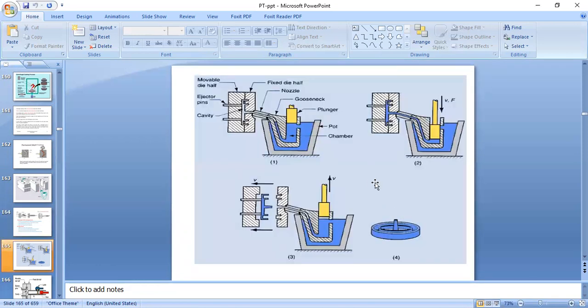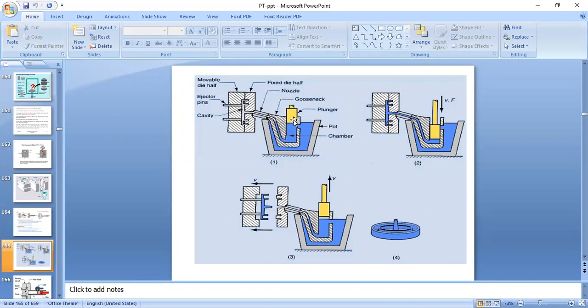Next, this is the hot chamber die casting process. In this, the furnace is made an integral part of the die. Here you can see a furnace, and this is the plunger. Metal is in the liquid state. When the plunger moves down, pressure is applied onto the liquid metal, so metal is pumped into the die cavity. Then once the mold is completely filled, the ram moves up. So again metal is drawn into this. For each and every downward movement of the plunger, we will get a casting.